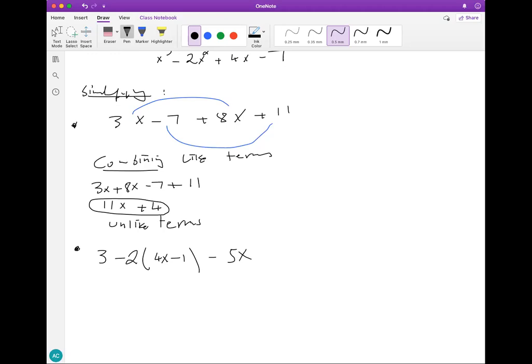Distribute the -2 into the parentheses. Exactly. So whenever you have parentheses in an expression, first you want to distribute.